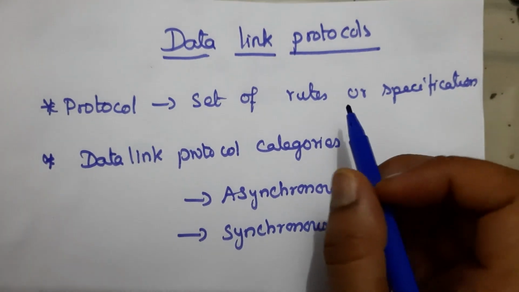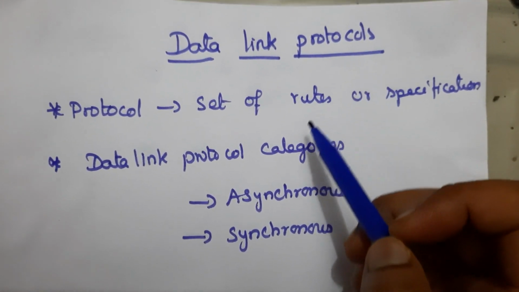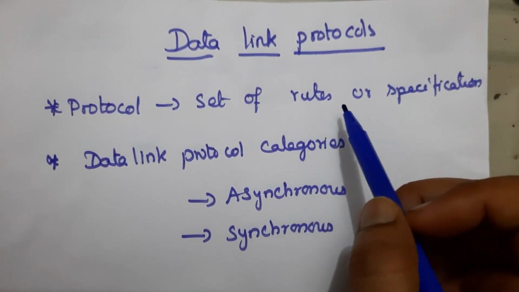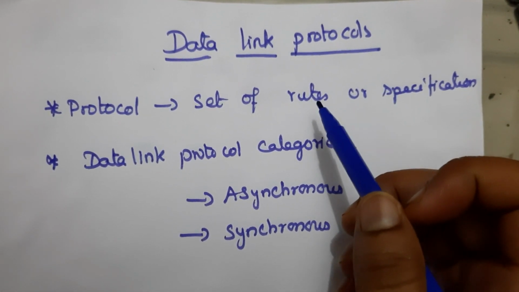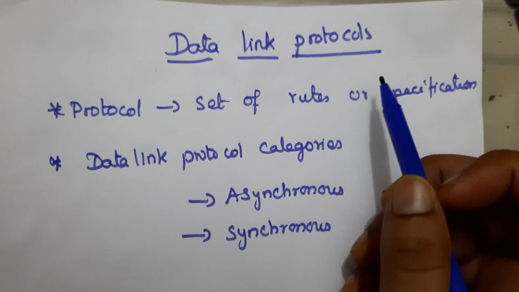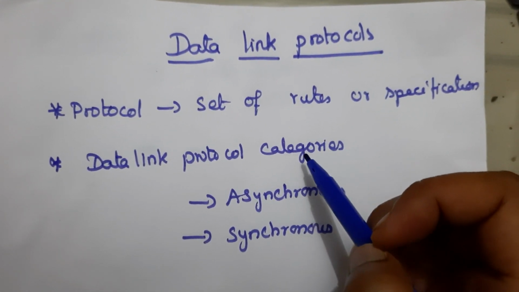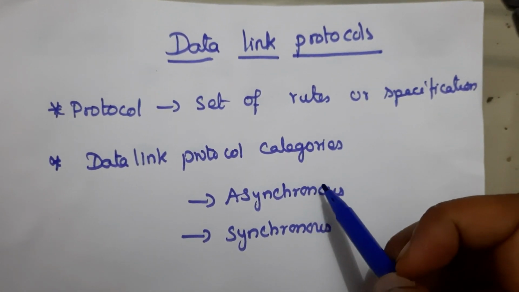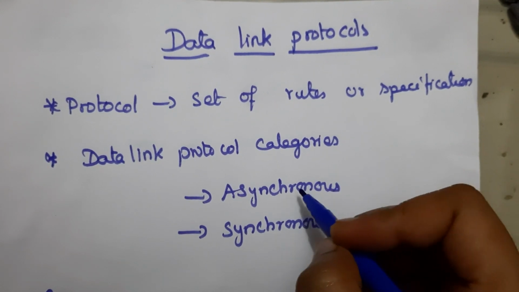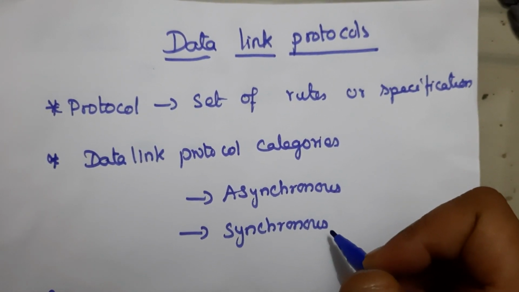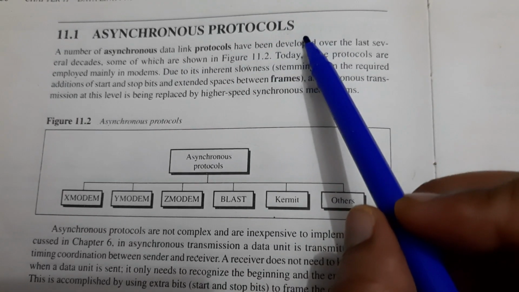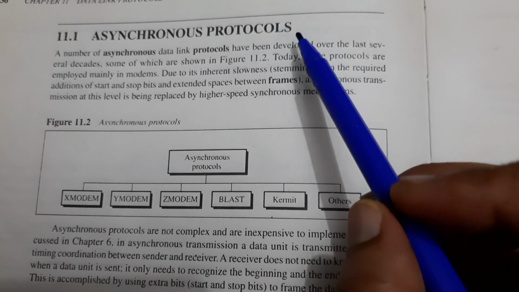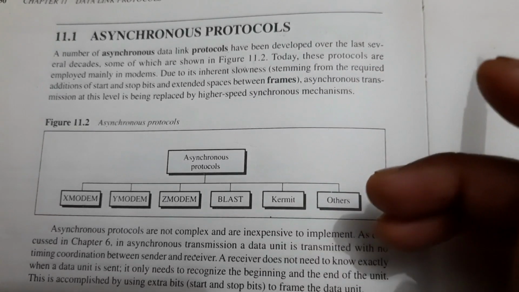In this video we are going to see about data link protocol. Protocol means the set of rules or specification. So here the data link protocol means these are the specifications for implementing the data link. The categories of data link protocol fall into different types: asynchronous protocol and synchronous protocol. First we see the asynchronous protocol, which is commonly used in modems.